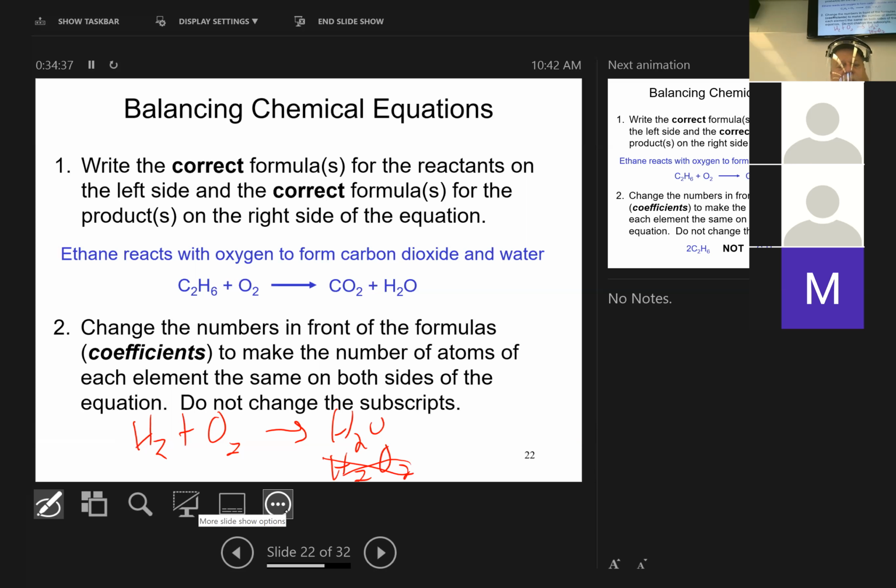2. How many on the right? 2. How many oxygens on the left? 2. How many on the right? 1. So you've got to put a 2 in front. Now the hydrogens have changed. How many hydrogens on the right? 4. How many on the left? 2. So put a 2 in front. So essentially you went from one side to the other and back and forth to balance it.